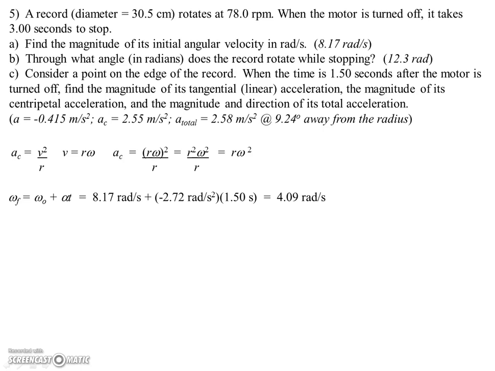We know the initial speed was 8.17 radians per second. We already found the angular acceleration at negative 2.72 radians per second squared. Multiply that by 1.5 seconds. So we have the new angular speed of 4.09 radians per second.